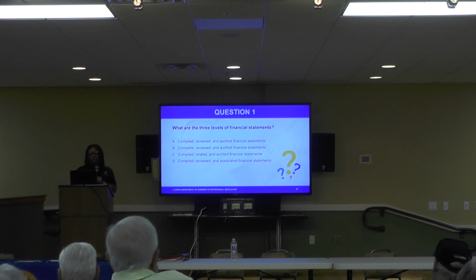What are the 3 levels of financial statements? Is it A, compiled, reviewed, and audited financial statements? B, complete, reviewed, and audited financial statements? C, compiled, related, and audited financial statements? Or D, compiled, reviewed, and associated financial statements?